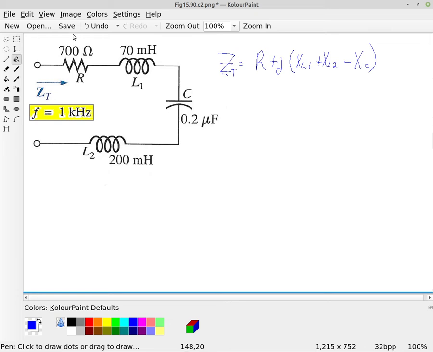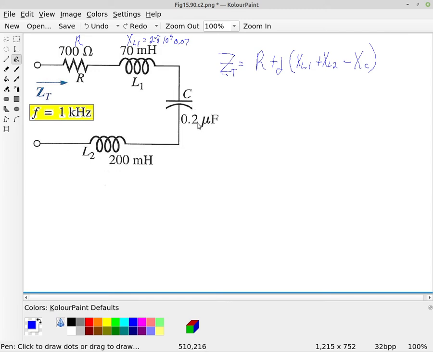But remember that R is just a plain resistor, but we have the capacitive reactance and the inductive reactance. So the inductive reactance, XL1, is going to be 2 times pi times the frequency, so 10 to the third, times 0.07. This is millihenries here.